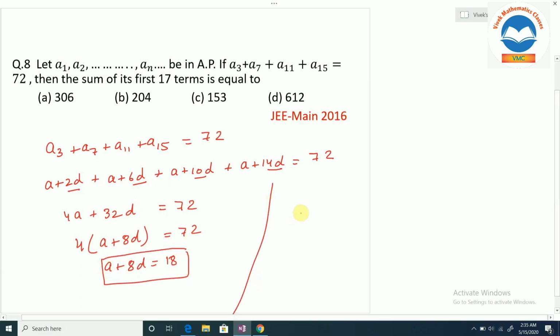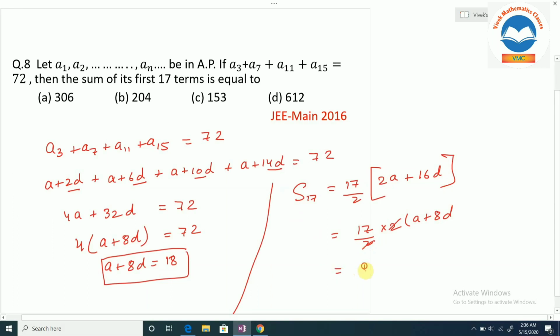So what are they asking? They are asking S17. The formula will be 17 divided by 2 bracket 2A plus (17 minus 1) 16D. So we can take 2 common: 17 by 2 into, if you take 2 common here, A plus 8D. 2 and 2 will be cancelled out. We will get 17 into A plus 8D, whose value we already know, 18. 17 into 18, you have to multiply and that will be your answer. 7 into 8 will be 56, last digit will be 6. Then this A part will be your answer.